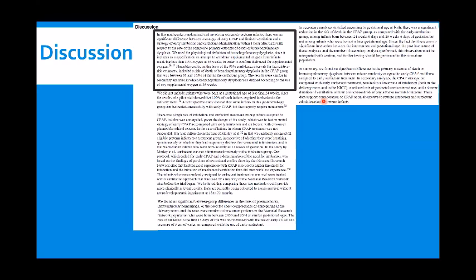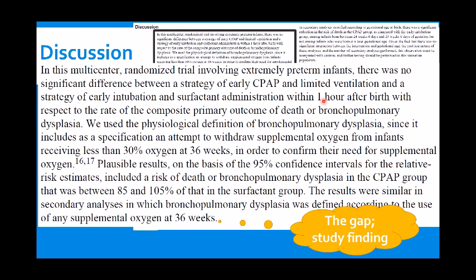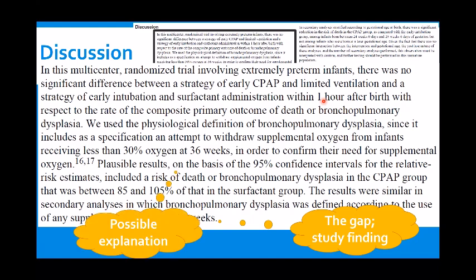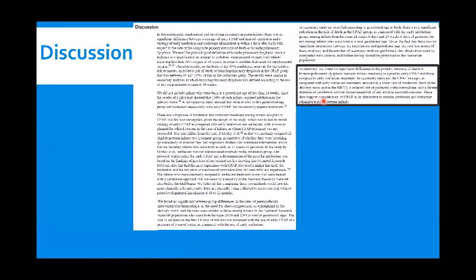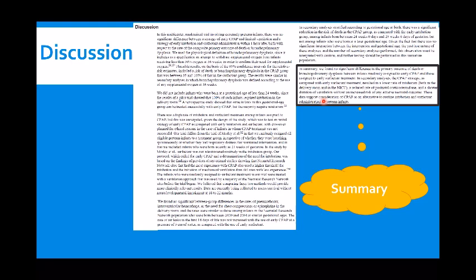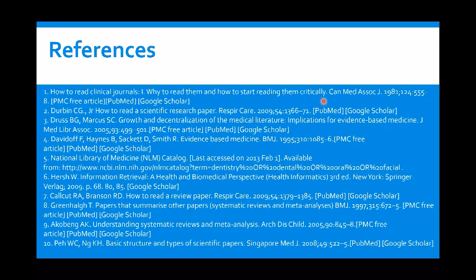And then we move to the discussion, and you can see in the discussion, right away they summarize the result, and they talk about the gap. So they start by talking about the gap, and also they summarize the result. And usually they give a possible explanation for their result. So they state the result, they state their gap, and then the explanation for that. And then once you move in the discussion, they start to compare. But at the end of the discussion, they will give a summary.